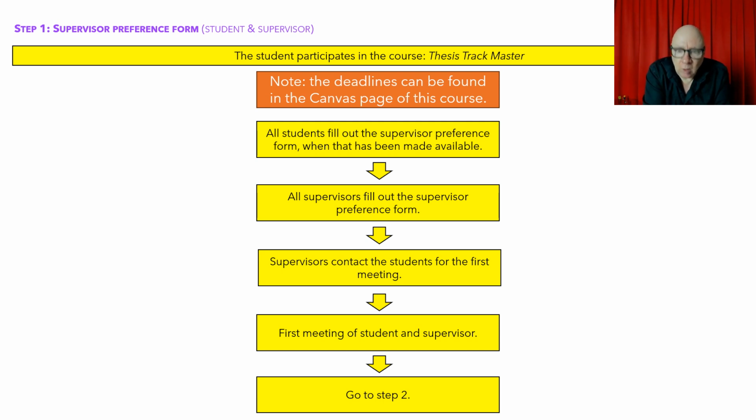Now, once you have filled out the supervisor preference form, then all the supervisors look at that form, fill out their names, and we'll allocate the different theses to the supervisors or the other way around, depending on how you look at it. And then the supervisor contacts the students and a first meeting will be scheduled. And then you basically go to step 2.